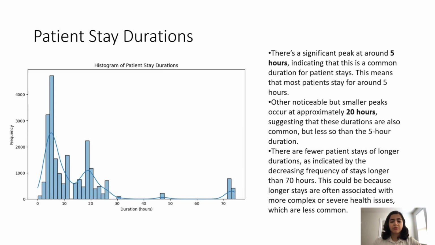it's a common duration for patient stays, with a similar peak around 20 hours, suggesting common but less frequent stays of that duration. While longer stays beyond 70 hours decrease in frequency, likely due to their association with more complex or severe health issues, which are less common.